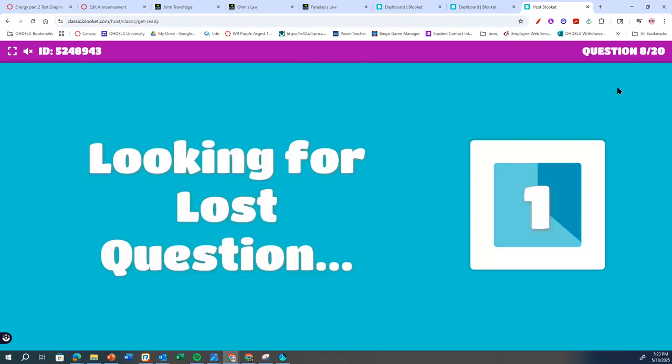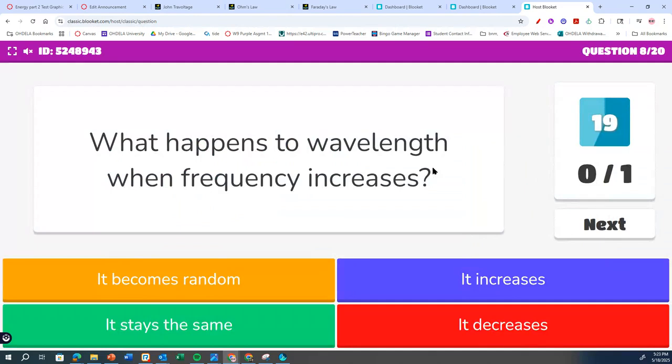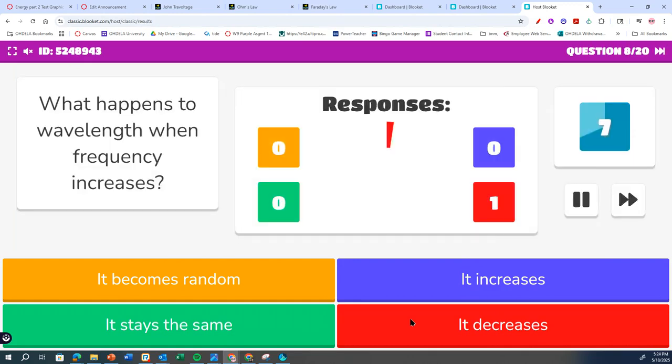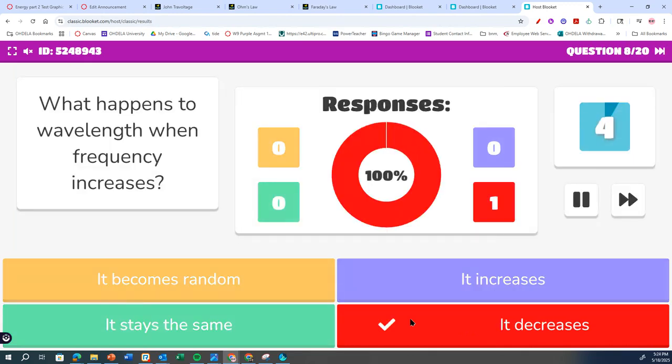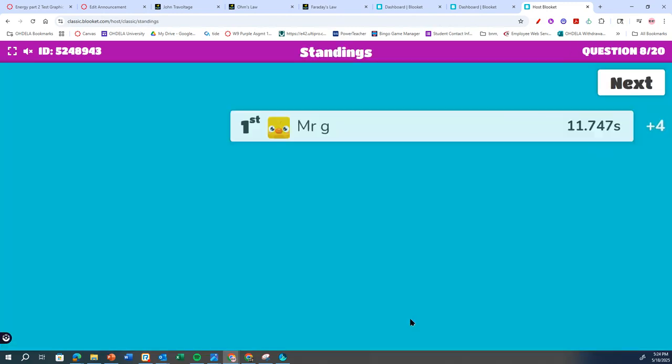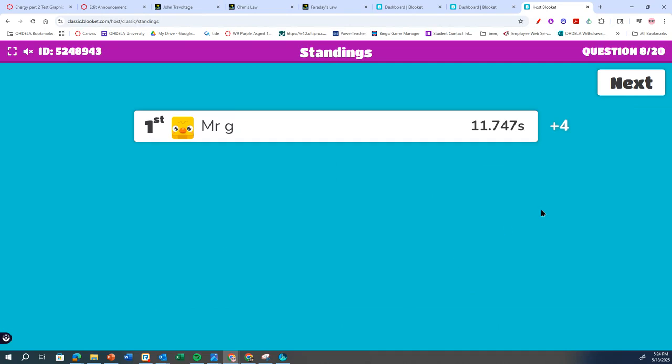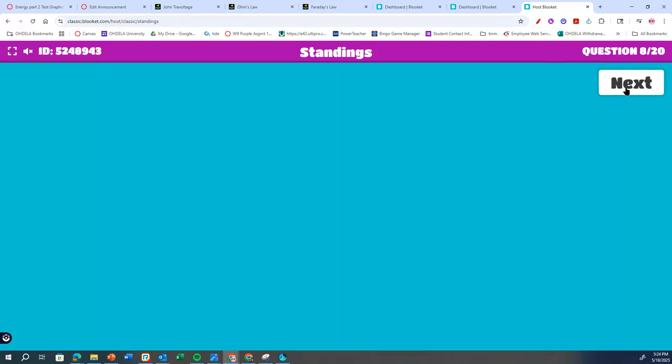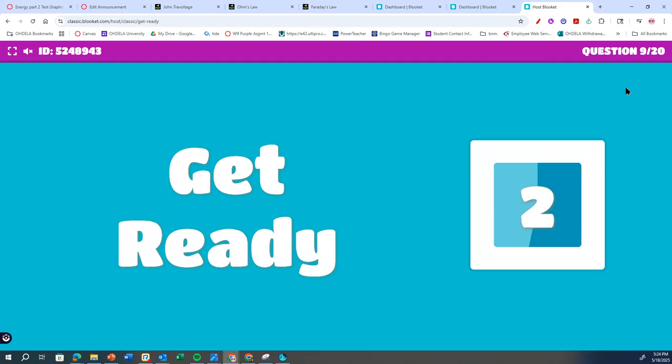All right, looking for the lost question. What happens to the wavelength when the frequency increases? When the frequency increases, the wavelength decreases, gets smaller. The speed of the waves stays the same, so the only thing we can do is make them bunch together.